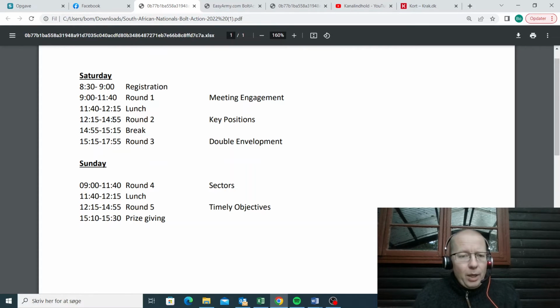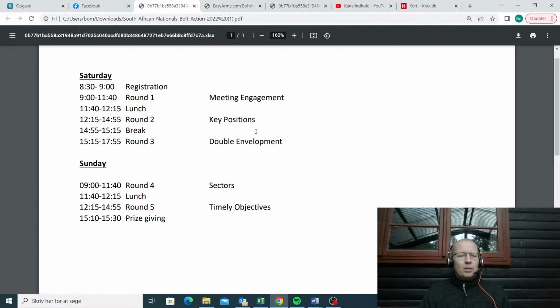And then they have another break between round 2 and 3, and then from 15:15 until almost 6 o'clock, they are playing double envelopment. Very nice starting day, good tournament missions here. I like them all, and we have one objective mission, one kill point mission, and one placement mission. And then on Sunday, they have two missions, two games.